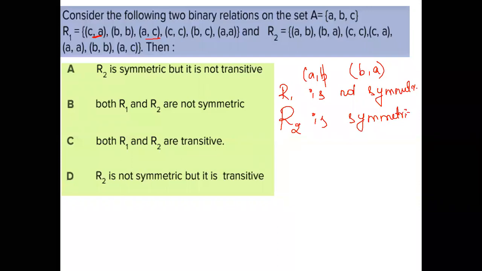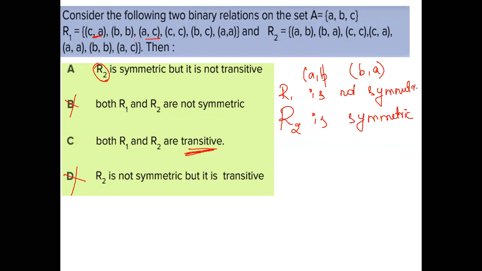So now if you see the options, option B is not true because in option B they have said R2 is not symmetric. Correct? So option B is not true. Similarly, option D is also not true, since it says R2 is not symmetric. So now we have the options A and C, and we need to see which is correct. In option A, they have talked about the transitivity of R2 only. So if you check the transitivity of R2, if it is transitive, then you can go for option C. If it is not transitive, then you can go for option A.